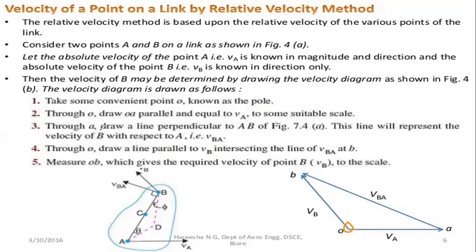Then through A, draw a line perpendicular to AB of the figure. I'm drawing this line, the velocity of B with respect to A, that is VBA, representing the velocity of B with respect to A.